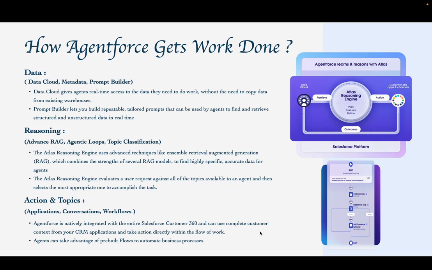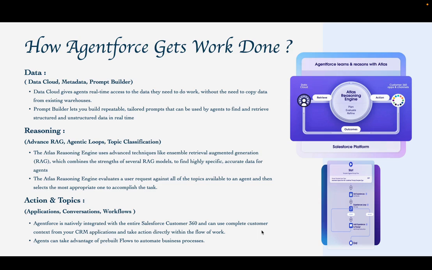Agents can also take advantage of pre-built flows to automate business processes, and they can be configured to run flows and use their output to help respond to the initial prompt. And agents can also be embedded within a flow to help automate even more work. For example, they can run a flow automatically to change the status or elevate the priority of a customer case ticket based on certain criteria.